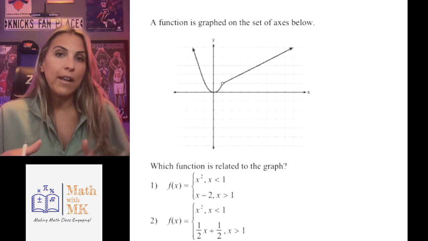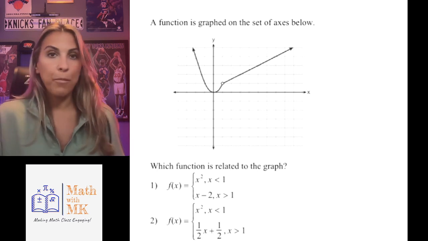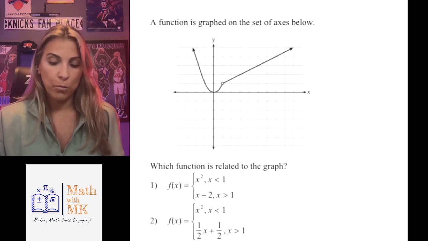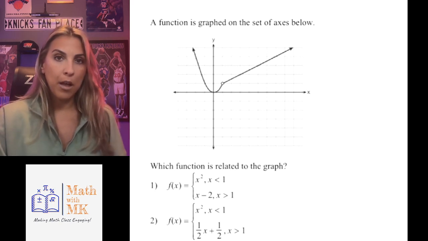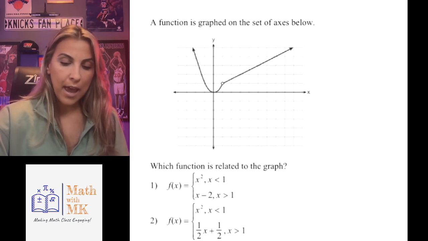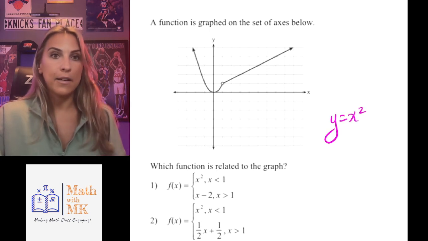For different intervals of the domain, there's a different rule that tells us what the output is going to be. So the first order of business is to figure out what two equations were used here, right? It could be more than two, but here I see that I have only two equations used. To make that parabola on the left side, I clearly used the equation y equals x squared, right? It's a parabola that goes through the origin. That's y equals x squared.